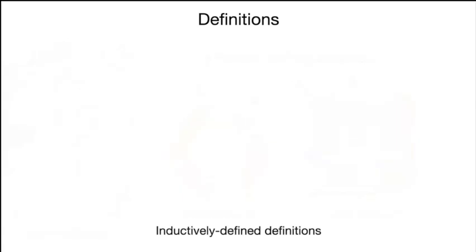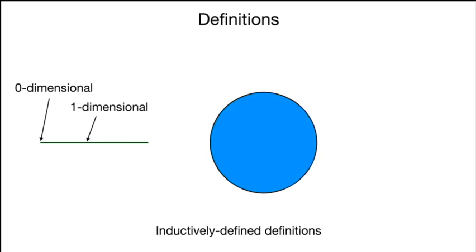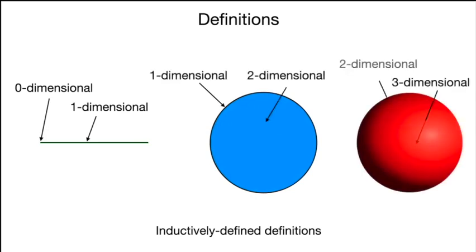There were several examples that you might call inductively defined. This is based on the fact that the boundary of something one-dimensional is zero-dimensional. The boundary of something two-dimensional is one-dimensional. The boundary of something three-dimensional is two-dimensional. So it could be defined inductively in that kind of way. That's another type of definition.